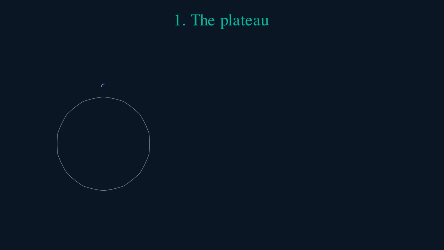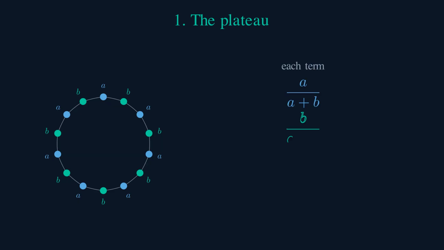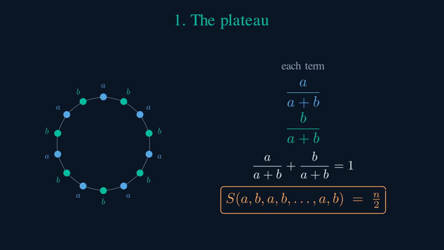Start with the first ingredient. Take a very simple configuration. Alternate two positive numbers, a and b, around the ring. Every term of the sum becomes either a over a plus b or b over a plus b. Pair them up, and each pair is 1. There are n over 2 pairs, so S is exactly n over 2, no matter what a and b are. A whole 2-parameter family of configurations sitting at the conjectured bound, a flat plateau.